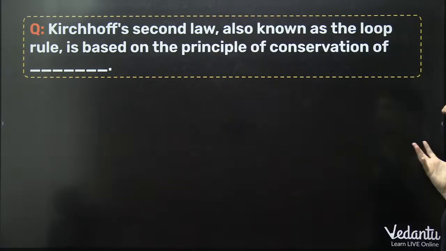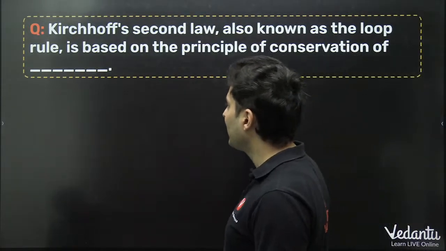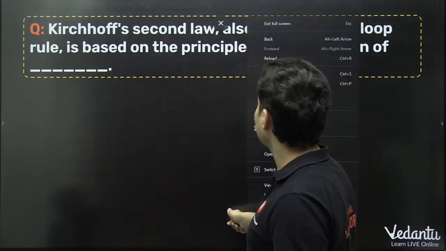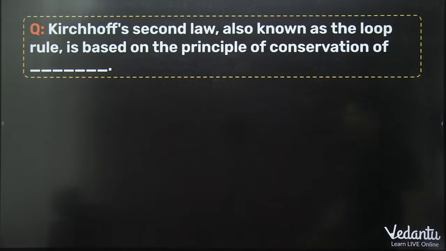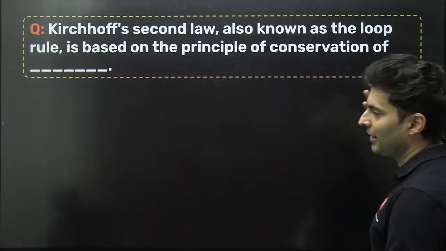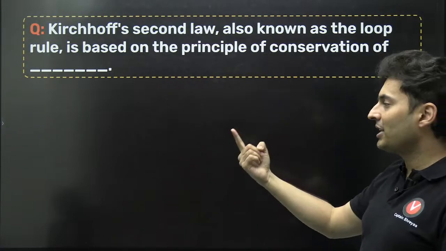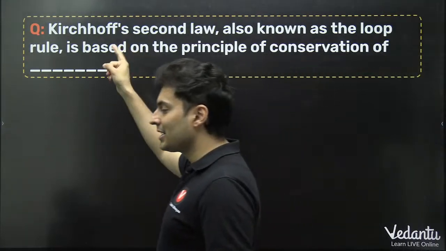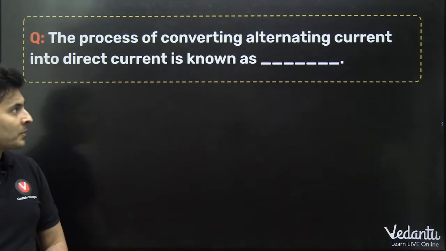Kirchhoff's second law, also known as the loop rule, is based on the principle of conservation of what? Come on, my dear warriors. What do you think is the correct answer? It is also called Kirchhoff's voltage law. It is based on energy conservation. Very good, Amita, Hariyar and Janvi. Awesome. Moving on.